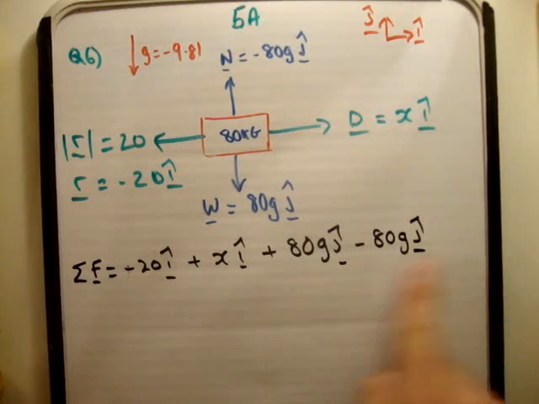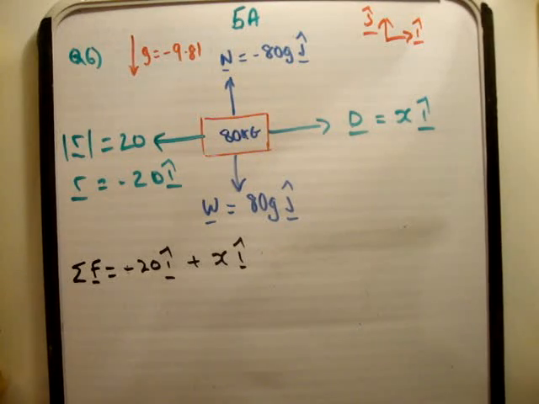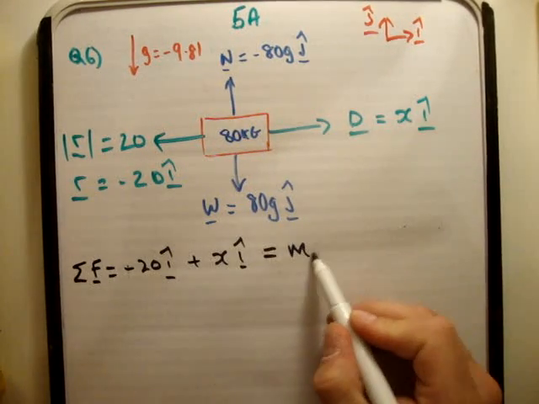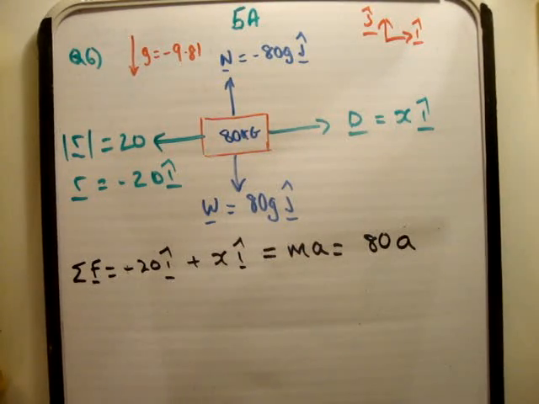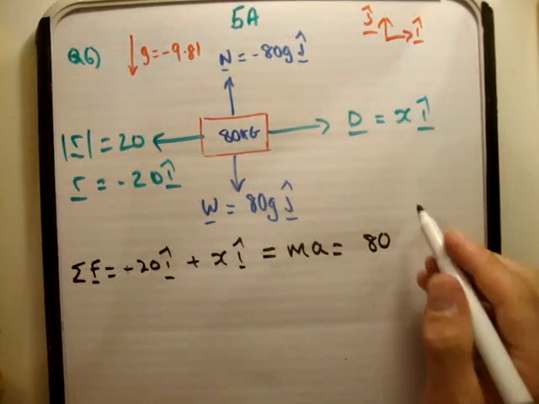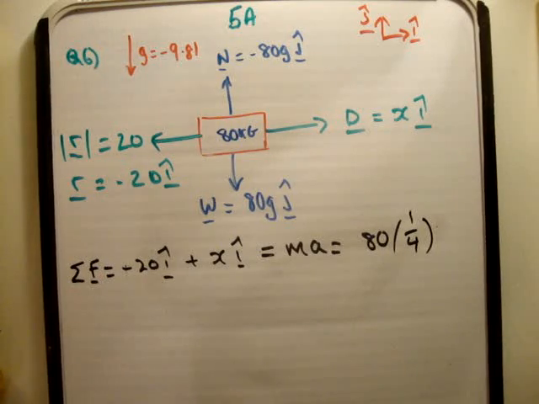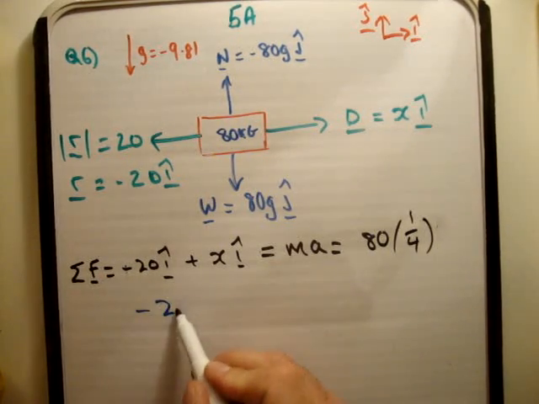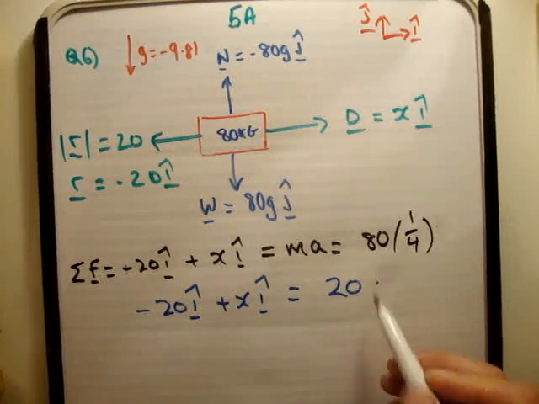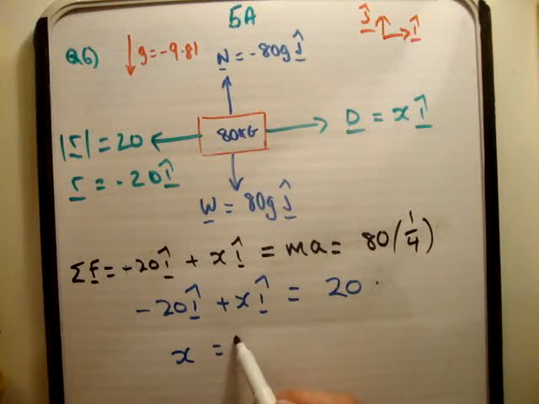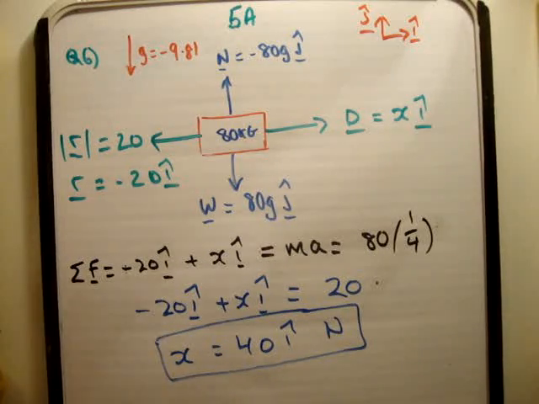Of course these two just cancel, and we're left with negative 20 i hat plus x i hat is equal to ma, which is 80a. But we found out what the acceleration was. It was a quarter, so we just plug that straight in. I know I'm doing a lot of rubbing out, but there's no point writing everything. So negative 20i plus xi is equal to 20. Therefore, x is equal to 40 i hat. It's a force, therefore we have 40 newtons.